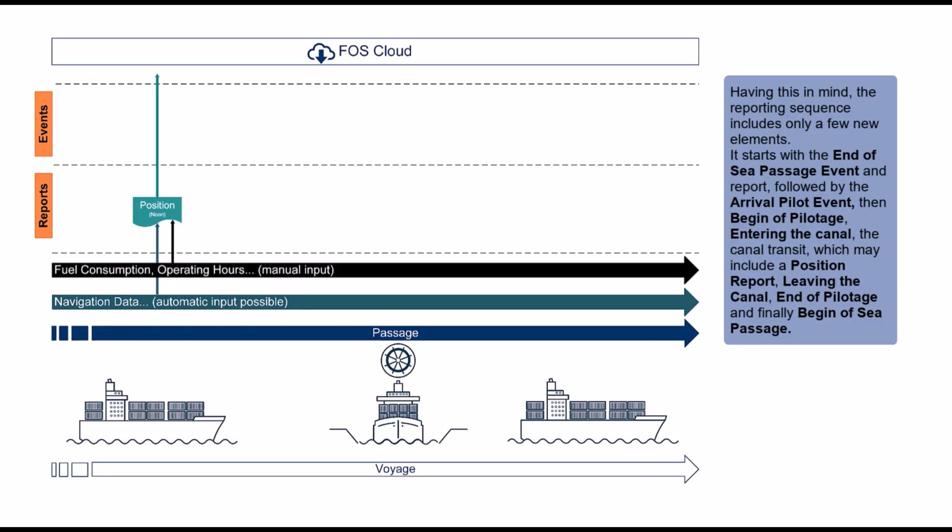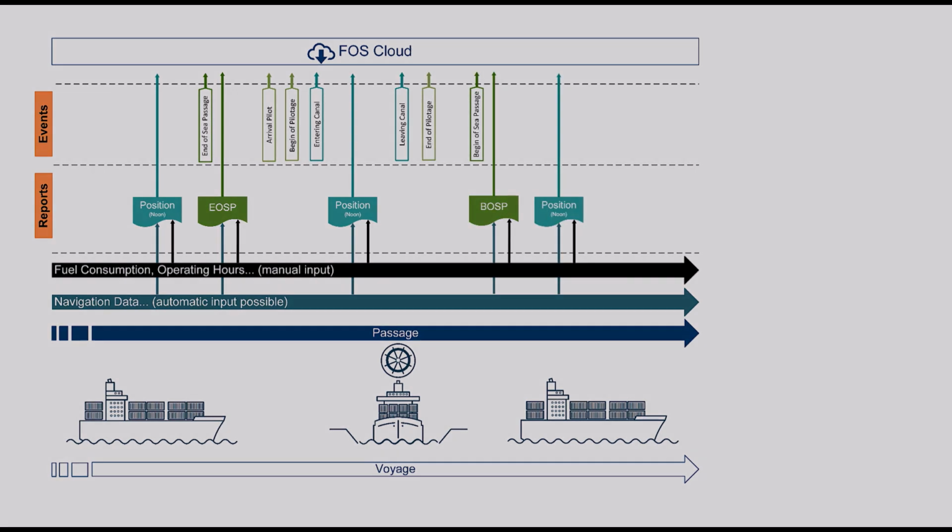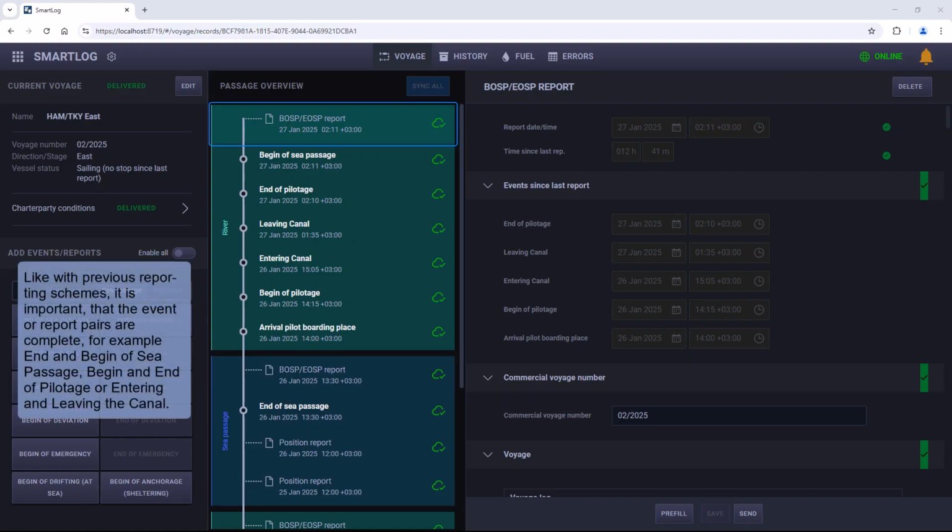It starts with the end of sea passage event and report, followed by the arrival pilot event, then begin of pilotage, entering the canal transit, which may include a position report, leaving the canal, end of pilotage, and finally begin of sea passage. Like with previous reporting schemes, it is important that the event or report pairs are complete. For example, end and begin of sea passage, begin and end of pilotage, or entering and leaving the canal.